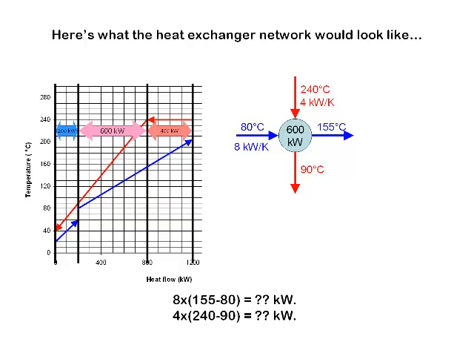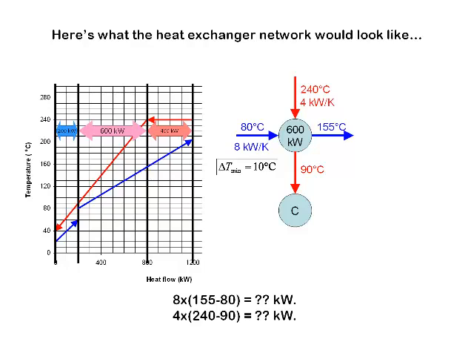Our hot stream loses 600 kilowatts of heat. Our cold stream picks those 600 kilowatts of heat up. And we'll notice in passing our delta T min of 10 degrees Celsius. So our hot stream comes out at 90 degrees, our cold stream goes in at 80 degrees. The temperature difference at the cold end of the heat exchanger is 10 degrees Celsius.